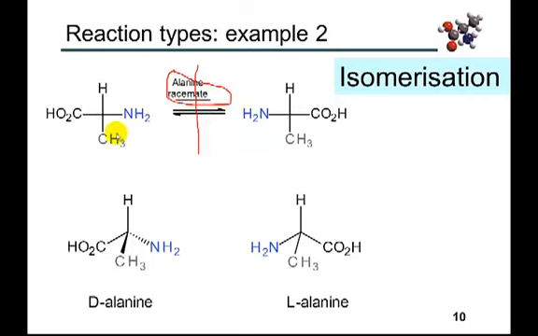If you're not quite sure what racemase or racemization means, look it up in a good biochemistry textbook. What this does is convert the D form of alanine, in this case, to the L form, so an isomerization type reaction.